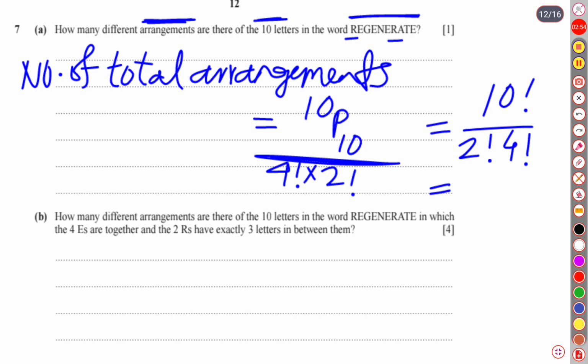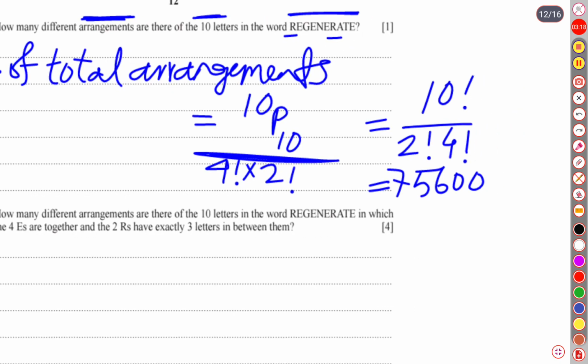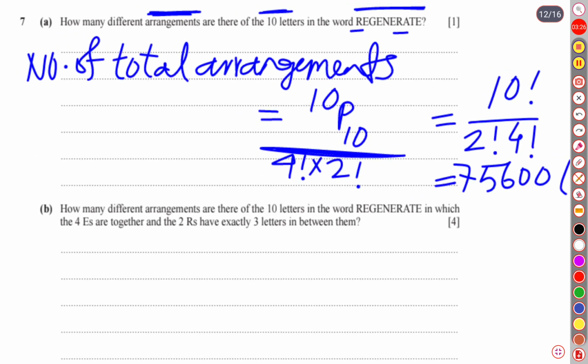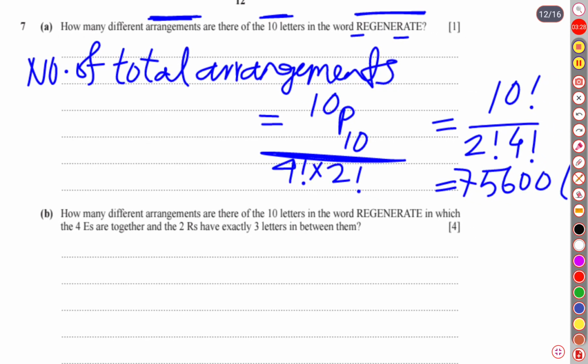Now 2 factorial is 2 and 4 factorial is 24, so 10 factorial divided by 48 is equal to 75,600 ways. This is our final answer. That means these 10 letters can be arranged in 75,600 ways. Let's see the immediate next question.